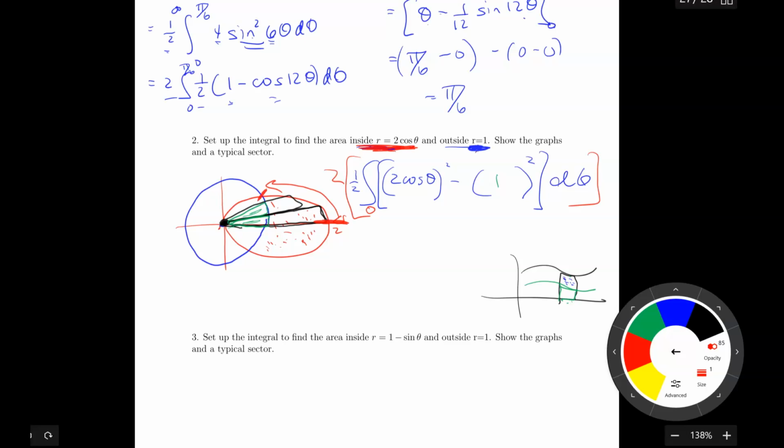So where do these 2 graphs intersect? This intersects at cosine of theta is 1/2, and where do I know cosine of theta is 1/2 in the first quadrant? That's going to be pi over 3. So the angle here would be pi over 3. So canceling the 2's and the 1/2s, I have 0 to pi over 3 of 4 cosine squared theta minus 1 d theta.